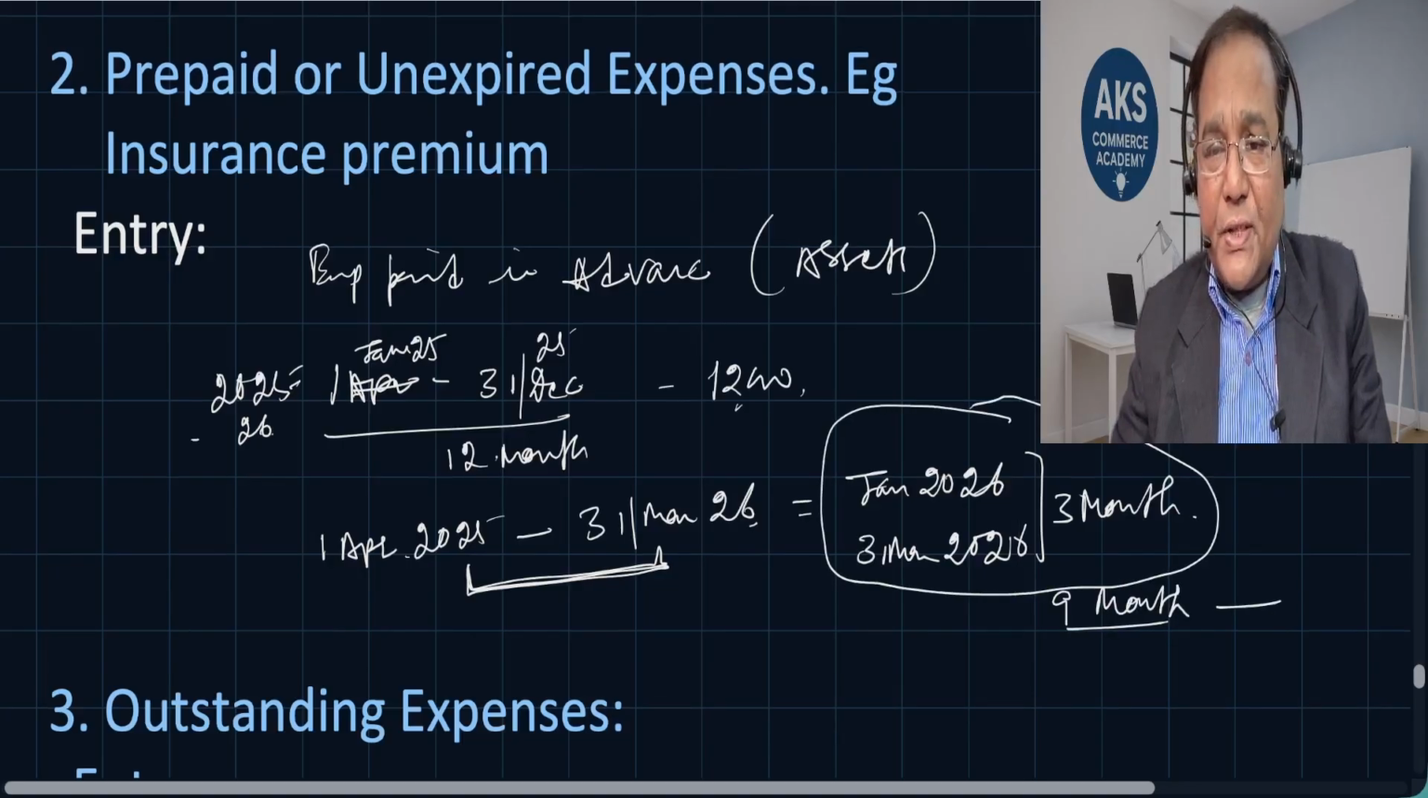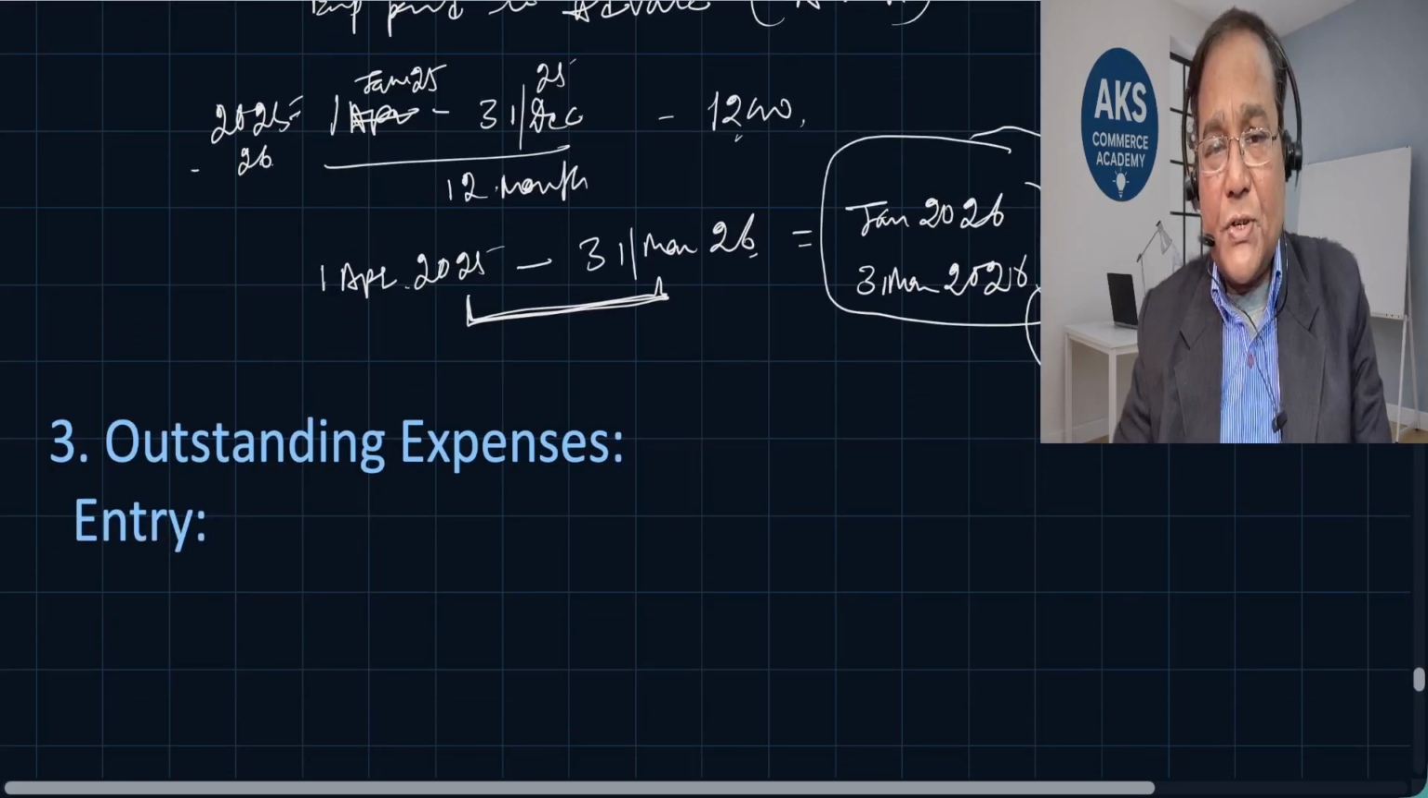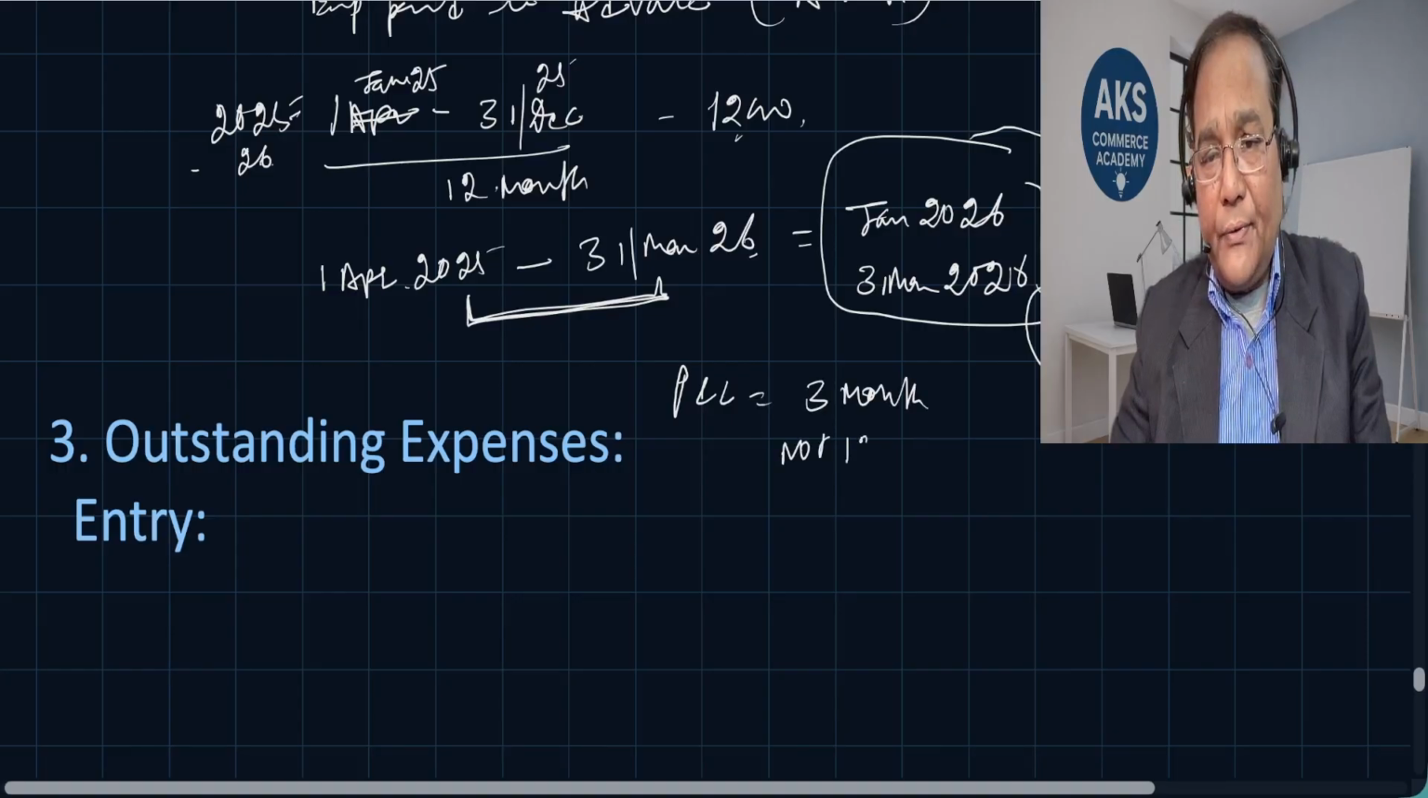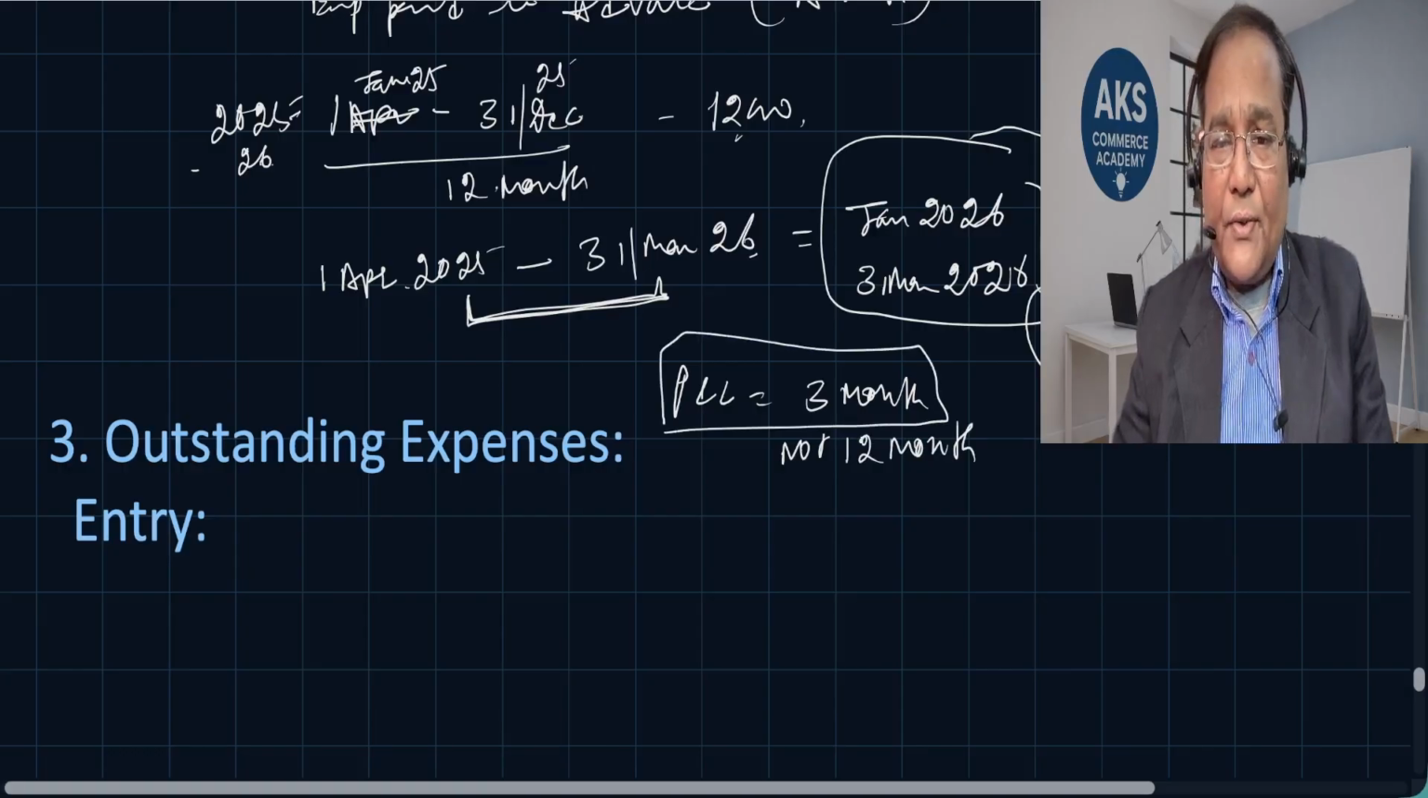The premium used in the current year is for 3 months, and 9 months of premium is paid in advance for the next period. So while we are preparing the profit and loss account, how much should our premium be? Only for 3 months, and not 12 months. Why? Because we have used it only for 3 months. For the current year, only 3 months of premium is to be charged.